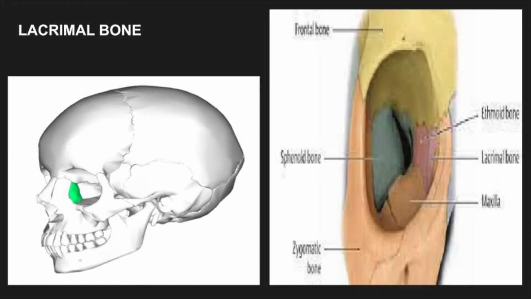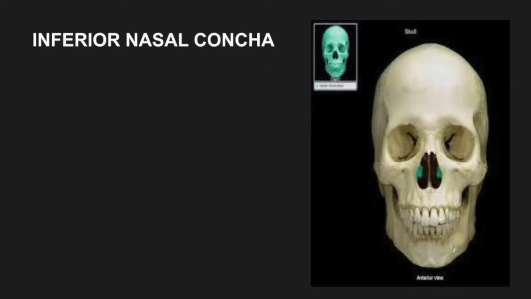Lacrimal bone forms the medial wall of the orbit and articulates with the frontal, ethmoid, maxilla and inferior nasal concha. These are the two smallest bones located in the face. Inferior nasal concha, the nasal bones.